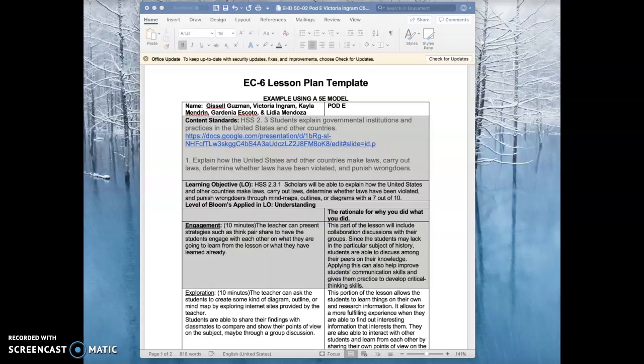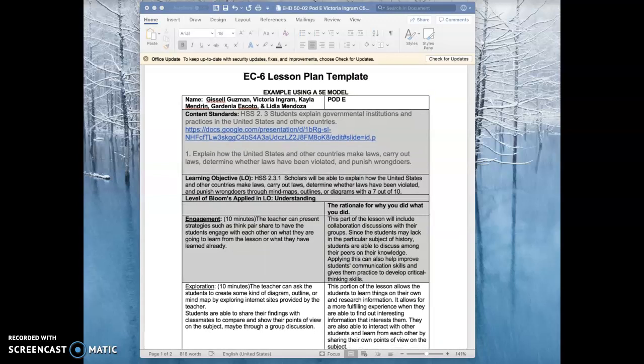And for our EC6 lesson plan, we use the HSS 2.3 content standard saying students explain governmental institutions and practices in the United States and other countries, with emphasis on number one, explain how the United States and other countries make laws, carry out laws, and determine whether laws have been violated and punish wrongdoers.